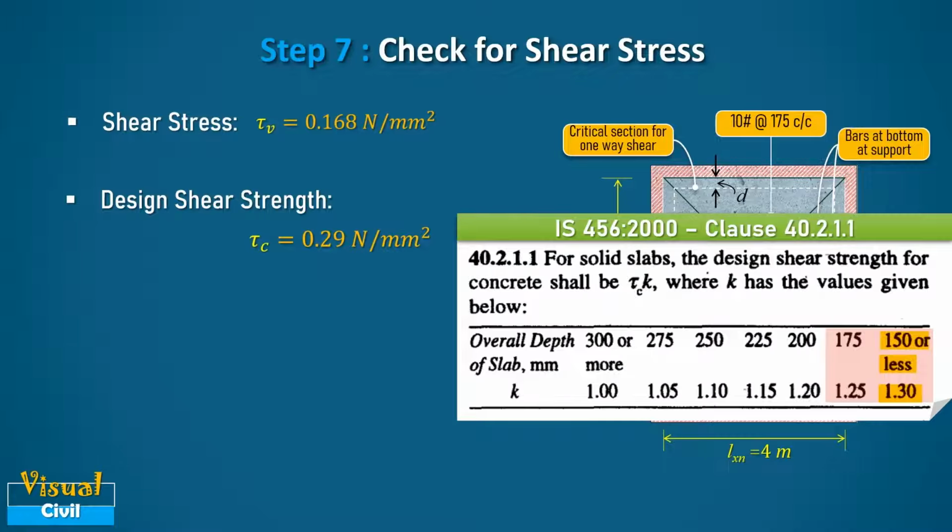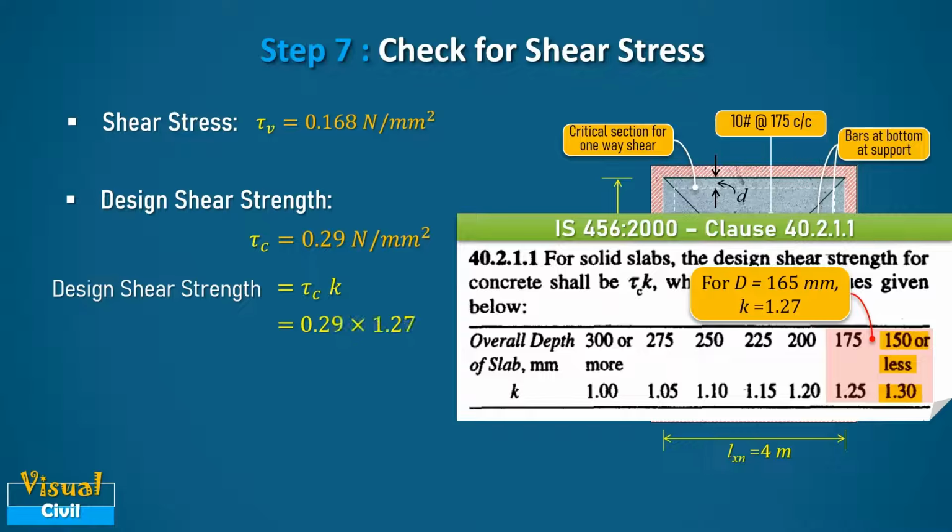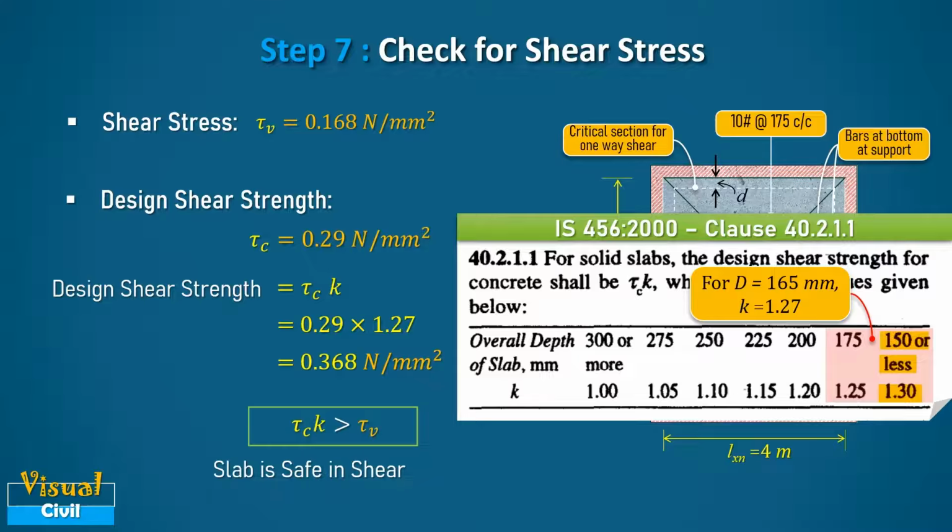As per clause 40.2.1.1 for slab, the design shear strength is equal to tau C into K, where K is based on the overall depth of the slab. This slab is 165 mm thick. Therefore, the value of K can be computed using linear interpolation, which is equal to 1.27. After multiplying tau C with K, the shear strength is equal to 0.368 Newton per mm square, which is more than the shear stress. Therefore, this slab is safe in shear.